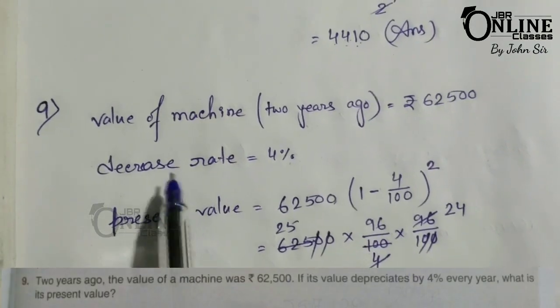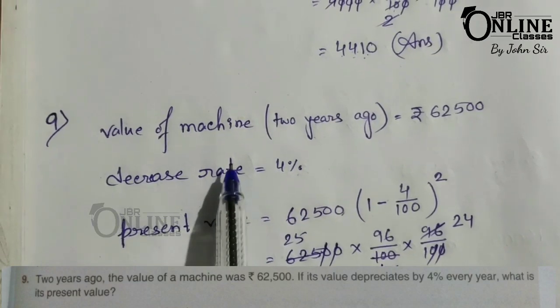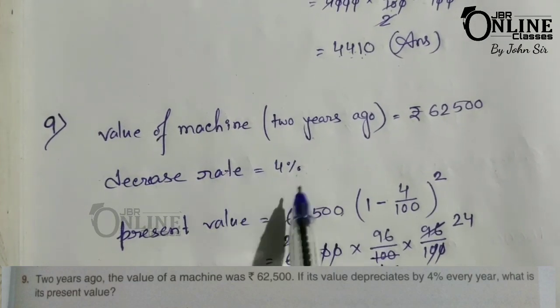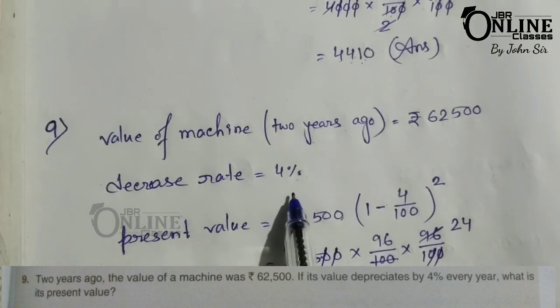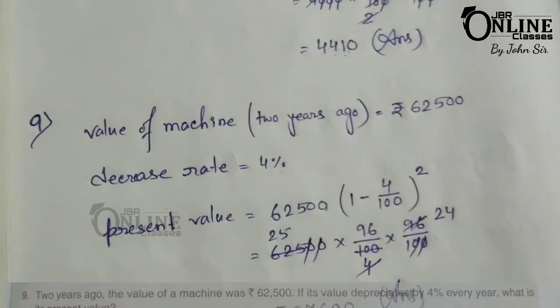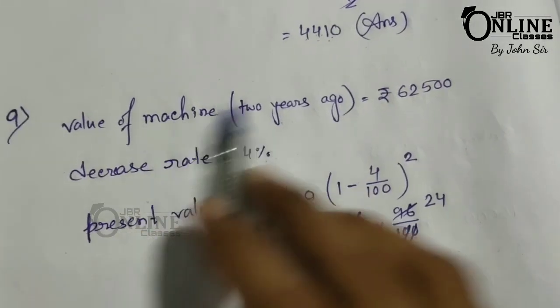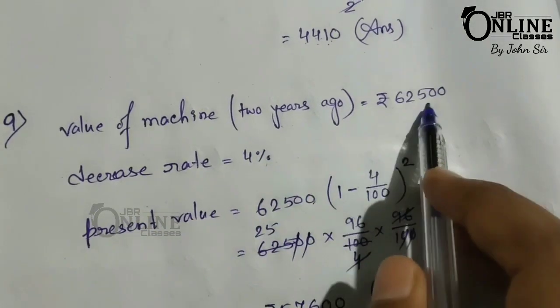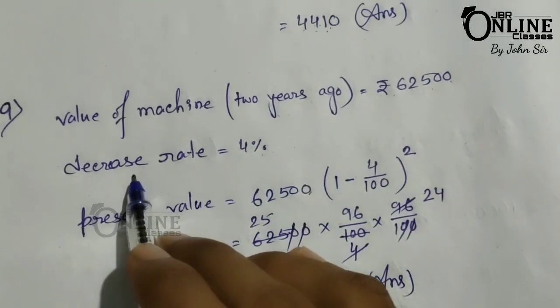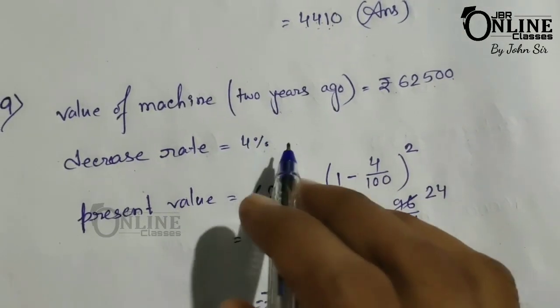Now sum number 9. In sum number 9, 2 years ago the value of a machine was 62,500. If its value depreciates by 4% every year, what is the present value? So the value of the machine 2 years ago equals 62,500. Now decrease rate equal to 4%. That means each and every year the value will decrease by 4%.